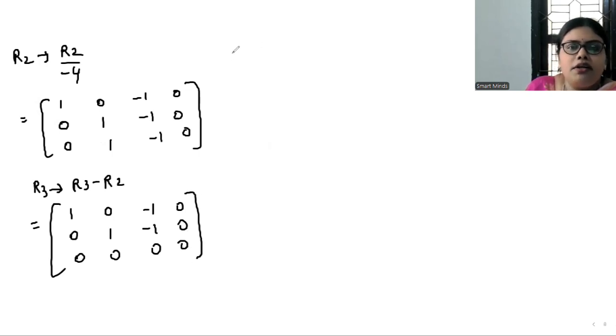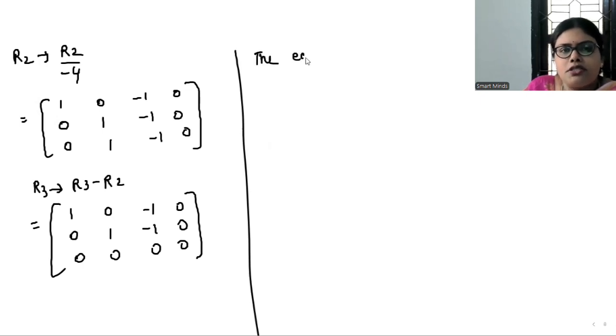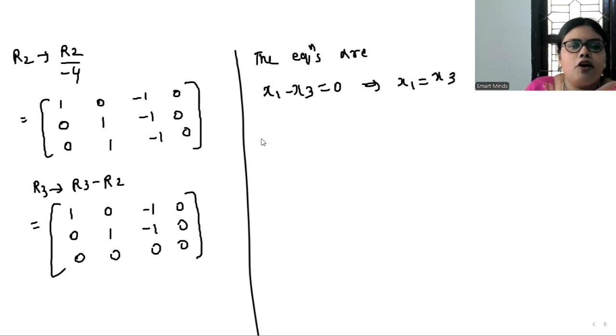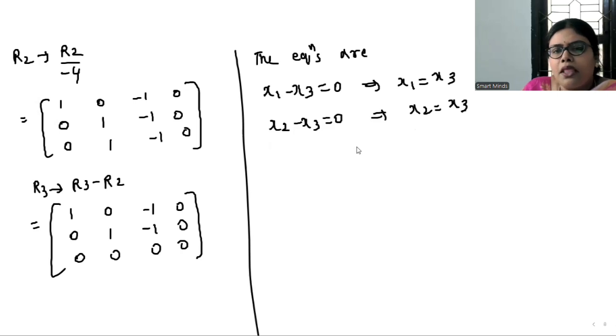Now once you convert this into echelon form, we will write the equations. What are the equations? x1 minus x3 is equal to 0. From this we can write x1 is equal to x3. Now from the second row, x2 minus x3 is 0, so we can write x2 is equal to x3. Now because x1 and x2 both are in terms of x3, we can take x3 as a free variable.